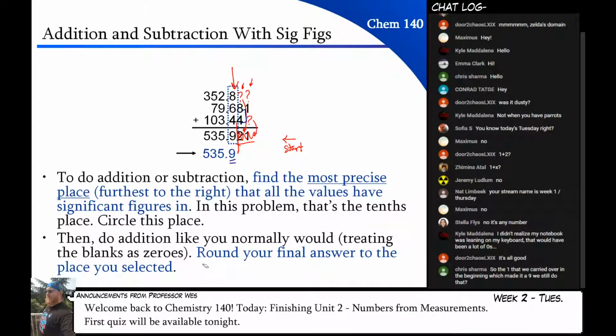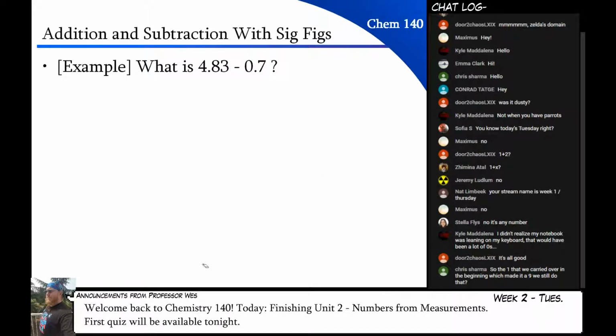All right, let's do some more examples of these. So the first question that we want to ask is, what is this number here using these rules?